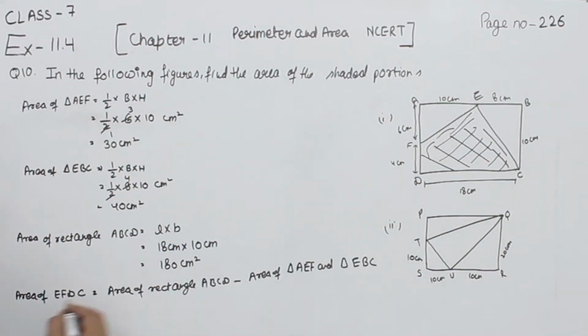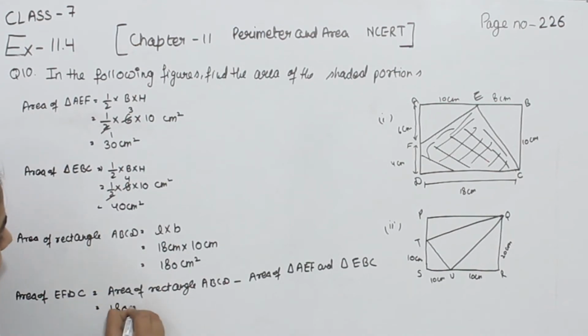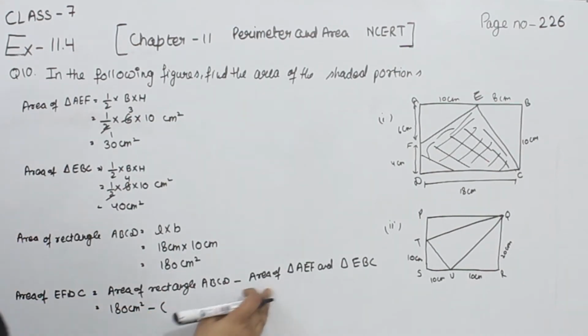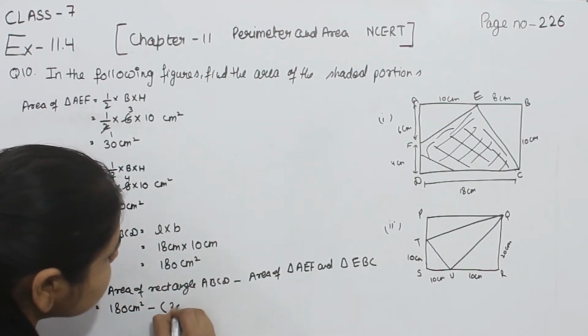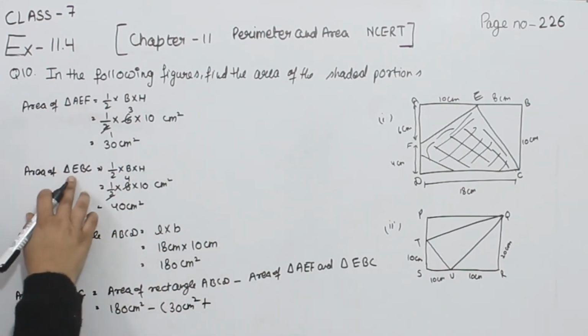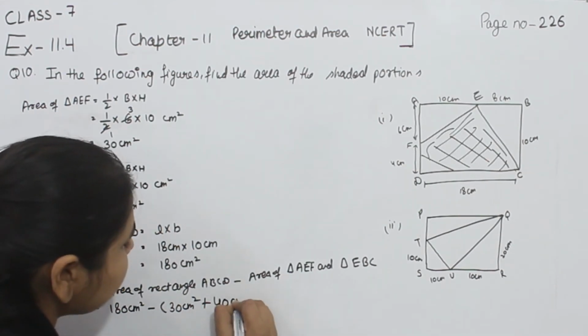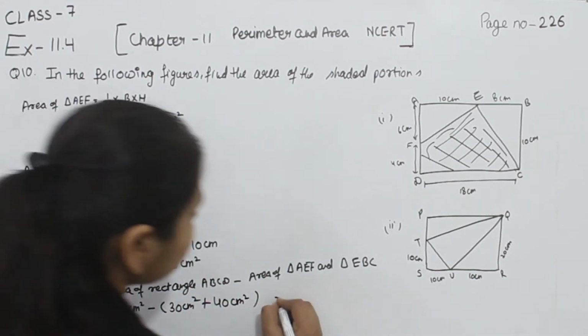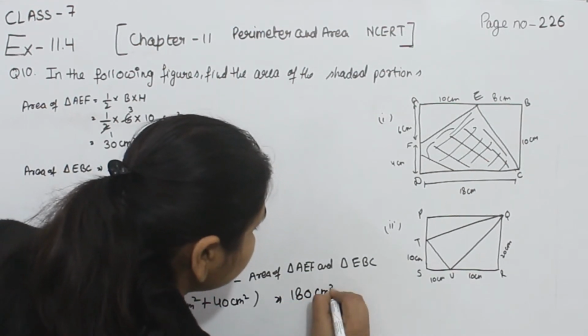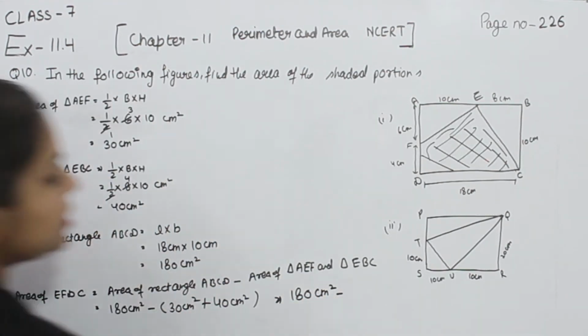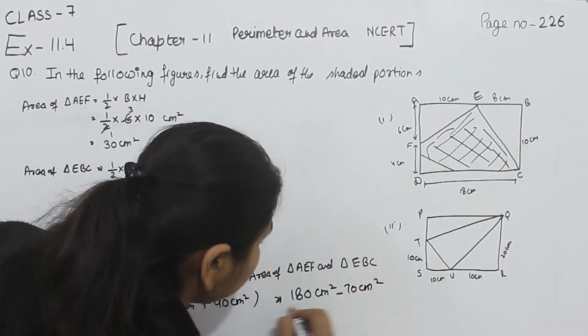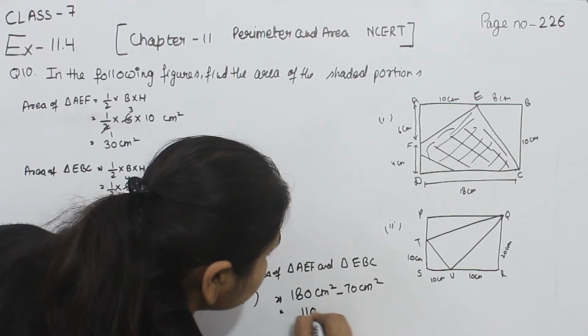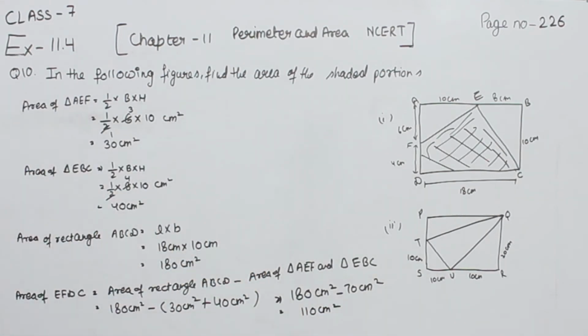So the area of rectangle is 180 centimeter square minus the area of triangle AEF, which is 30 centimeter square, plus EBC, which is 40 centimeter square. So we are going to solve it. 180 centimeter square minus 30 plus 40, which is 70 centimeter square. So we will subtract it, then this is 110 centimeter square. So the area of EFDC is 110 centimeter square. This is the part 1.